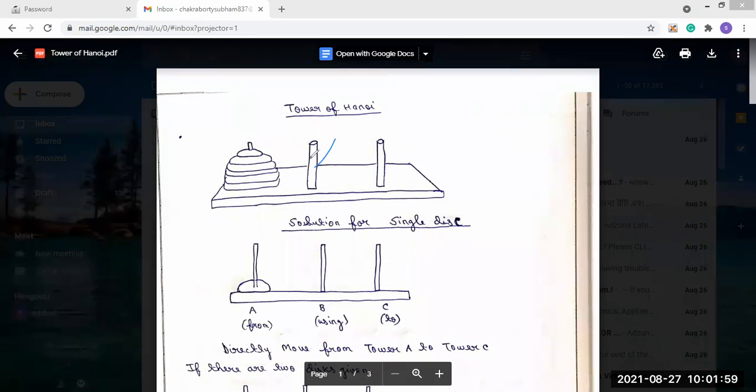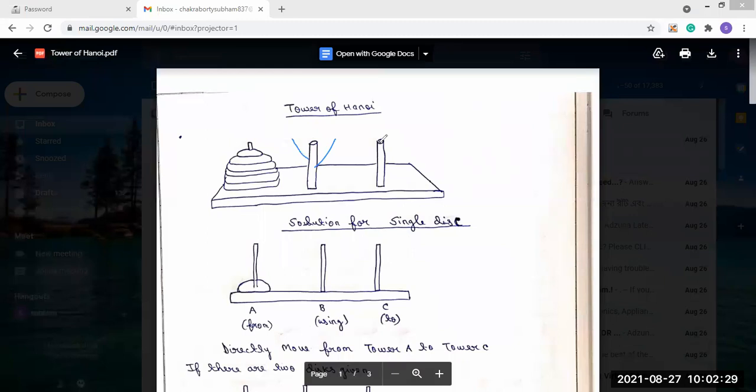This tower is known as the auxiliary tower, and we use this auxiliary tower for transferring the disks. There can be any number of disks given in the tower. It doesn't mean that only three disks will be present. The number of disks may be increased.